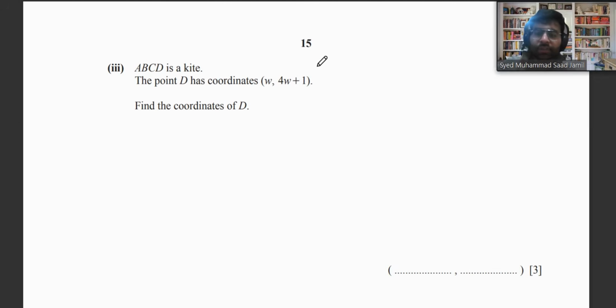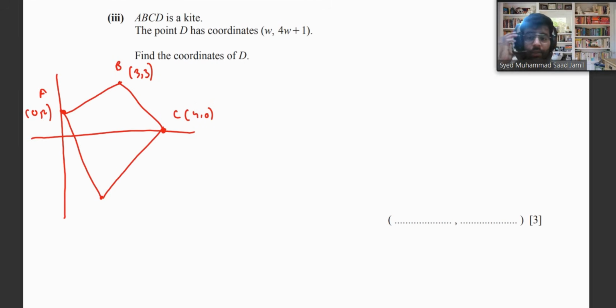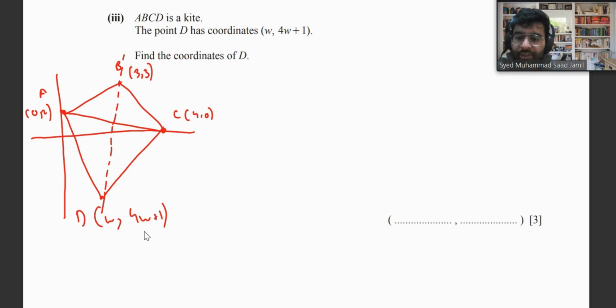Next question says ABCD is a kite. The point D has coordinates. Alright. Find the coordinates of D. So guys, I have already made the diagram for you guys. Okay. And this is going to be D. The coordinates of D are going to be W comma 4W plus 1. Now if you look at it, this is the perpendicular bisector. This is line AC, and this is the perpendicular bisector.